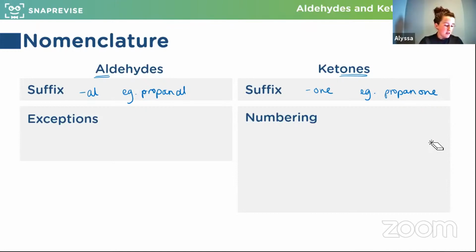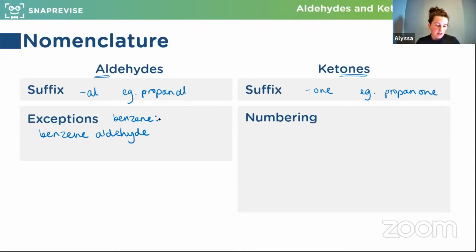And numbering, exceptions for aldehydes even. Let's do that first. Our aldehyde exceptions: we call nearly all of them aldehyde, apart from when you've got benzene, which we sometimes call benzaldehyde or benzene aldehyde. Benzene is a bit weird, especially naming with benzene. So I often say don't worry too much about it because they're usually quite lenient with their names for benzene. So we call it benzene aldehyde or sometimes benzaldehyde, so it's a bit odd.